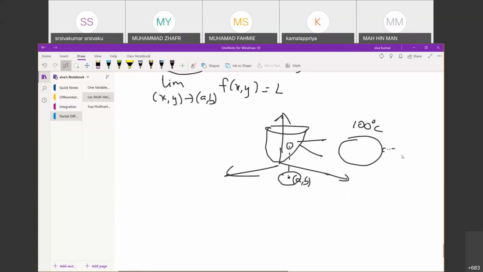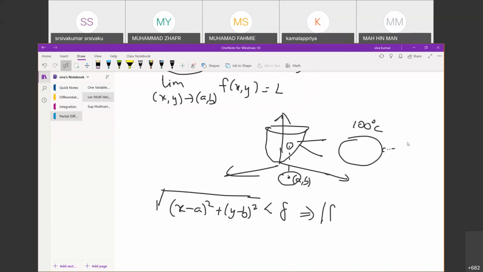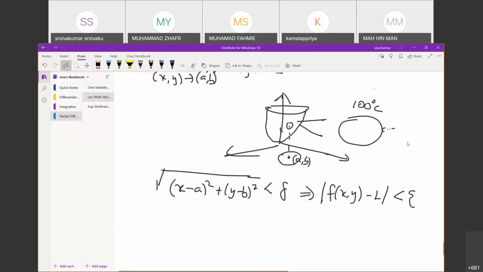Now go back to the actual definition. We work with (x minus a) to the power 2, plus (y minus b) to the power 2, and the square root of this is less than delta, and then the difference of f(x, y) and L must be less than epsilon. This is the actual definition. Don't worry about this; it is the mathematical definition of the limit.